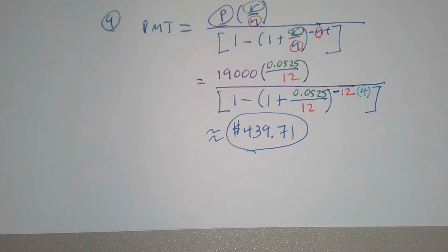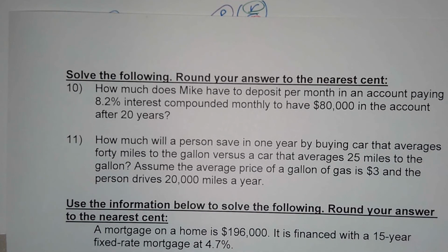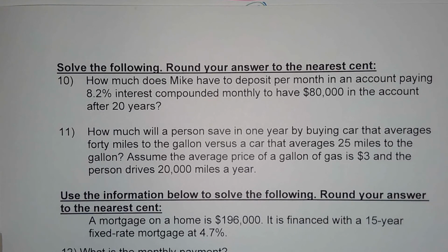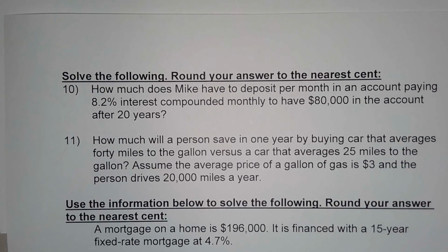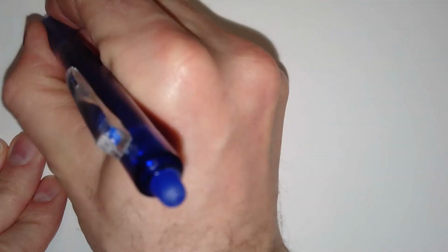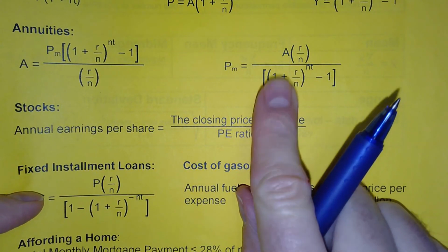All right, let's take a look at problem number 10. How much does Mike have to deposit per month in an account paying 8.25% interest compound monthly to have $80,000 in an account after 20 years? All right, so we're making periodic deposits again. So that means we've got to use our annuity formula. And we're trying to figure out how much he has to pop in there per month. So that's going to force us to use the second formula because we're trying to figure out how much we have to put in per month.